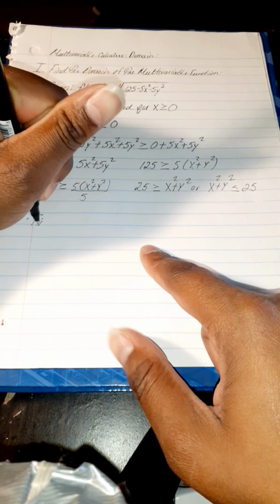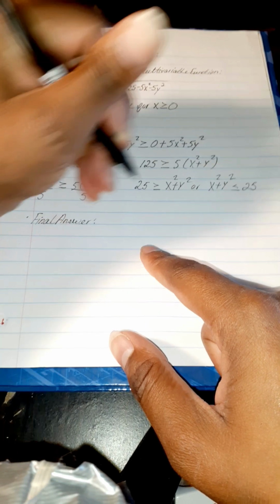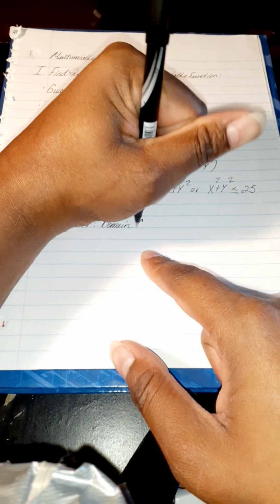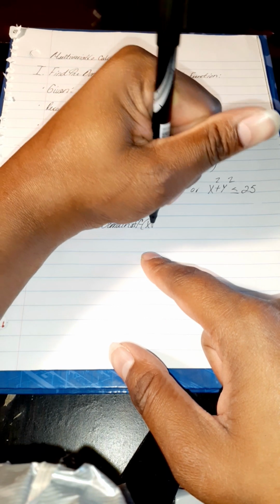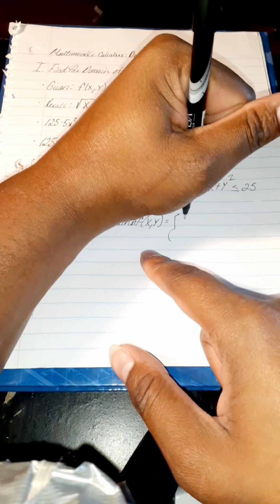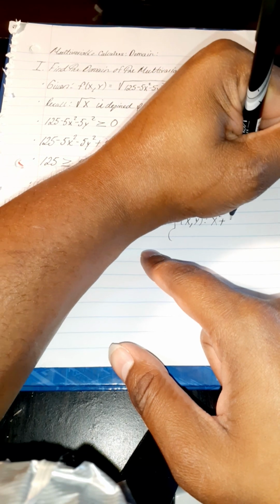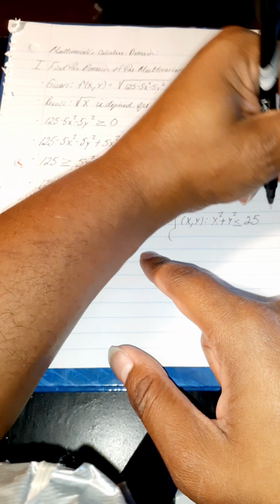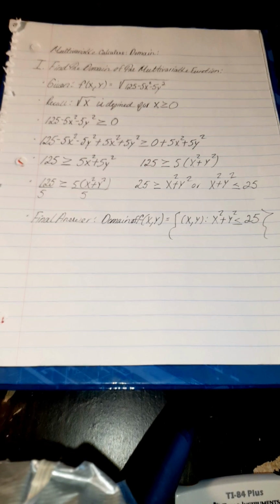So your final answer here, we're asked for the domain. So we can say that the domain of f of x comma y is just going to be x squared plus y squared less than or equal to 25, and that's the domain. And that's your answer.